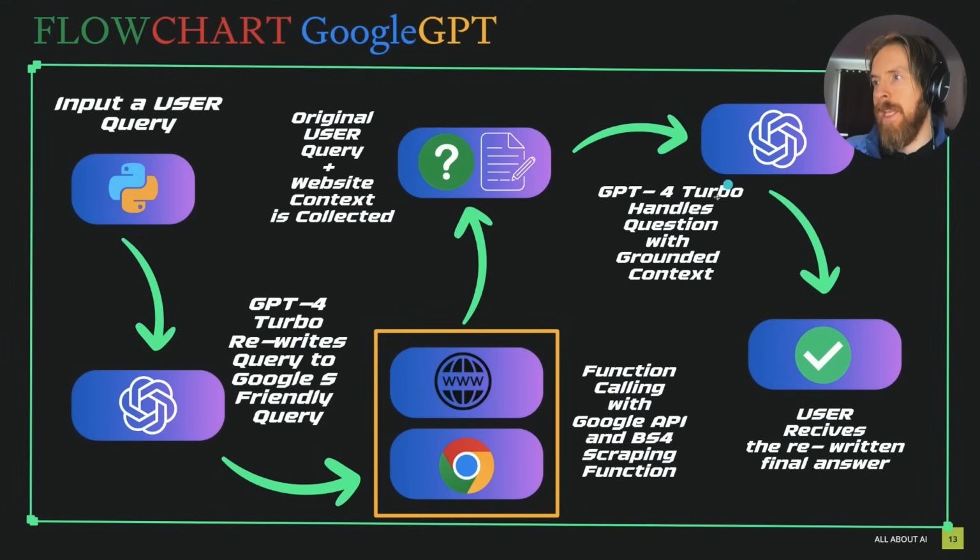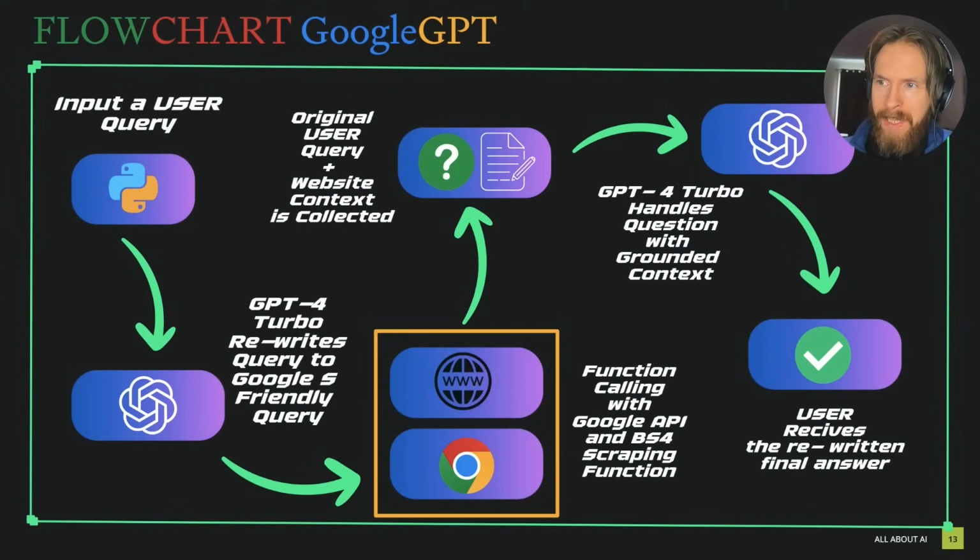So this is what happens here: it handles the question with the grounded context, and the user receives the rewritten final answer. So we can structure this format. I did some tweaks so we can adjust what kind of format we want the output that the user receives in, right? And that is basically the flowchart.